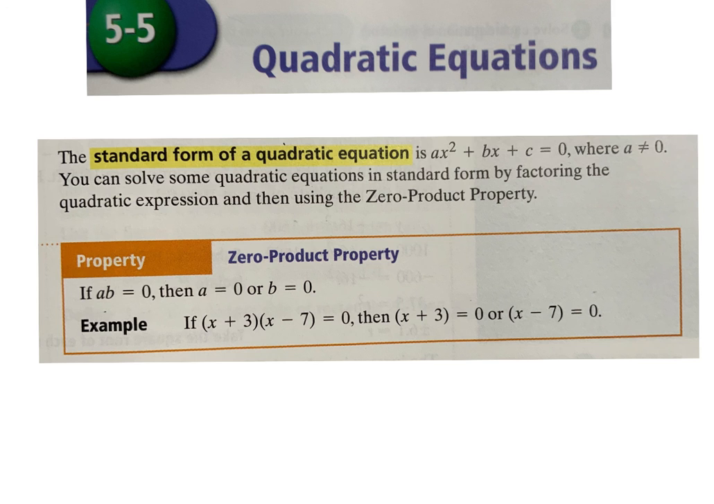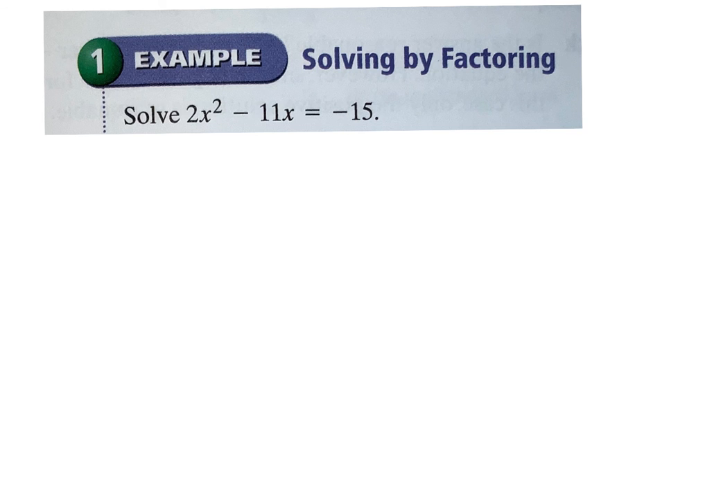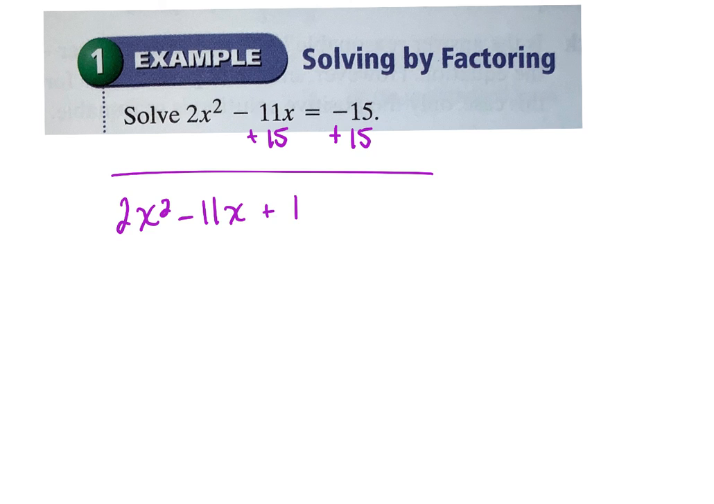All right, so let's look at the first example. My first rule is it has to be equal to 0. So I'm just going to move that negative 15 over. How do I move it over? I'm just going to add 15 to both sides. Now I have 2x squared minus 11x plus 15 equals 0. Now that I have it equal to 0, I need to factor.